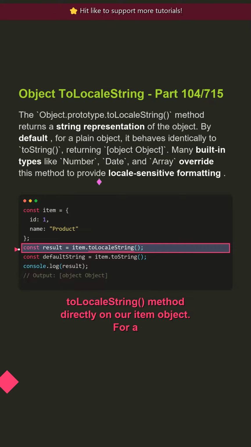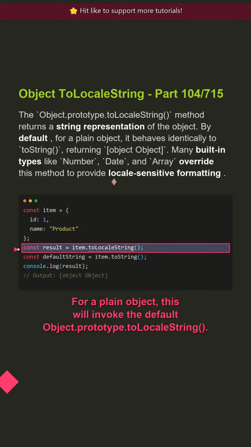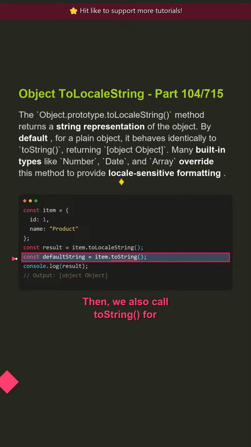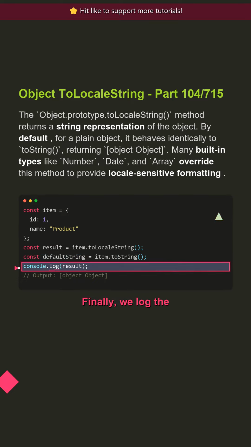For a plain object, this will invoke the default Object.prototype.toLocaleString. Then, we also call toString, for comparison, demonstrating that for a generic object, both methods yield the same result. Finally, we log the result to the console, which for this generic object will be the string [object Object].